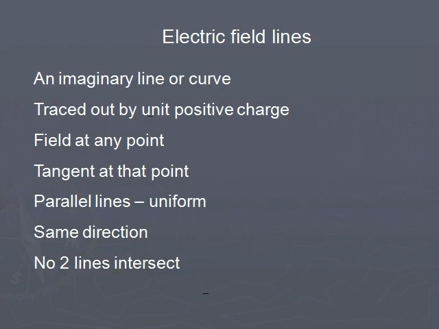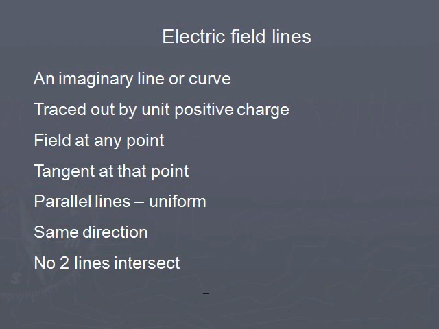Now let us study some of the properties of field lines. Electric field lines are imaginary lines. They have no physical existence. The line shows the direction in which a positive charge moves. A uniform electric field is represented by equidistant parallel lines.